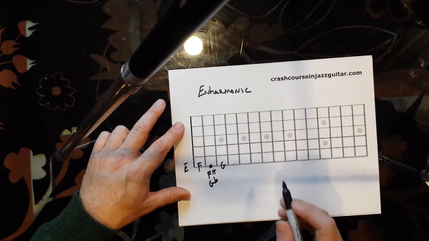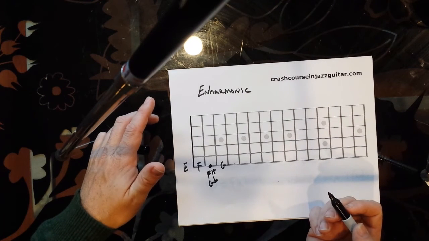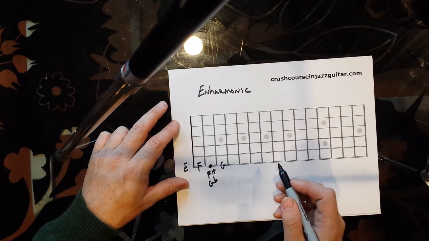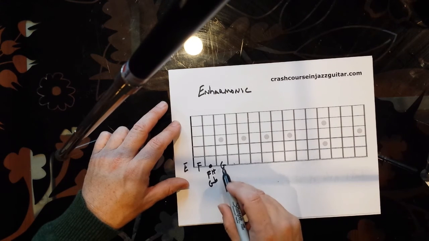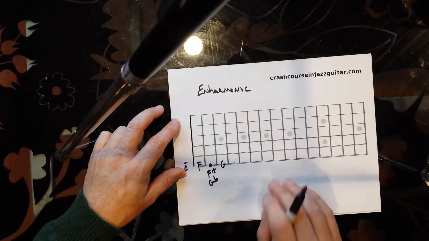The point is sharps and flats on the guitar. Okay? So I think that should really do it. A sharp raises it a half step. A flat lowers it a half step. And that's really it.